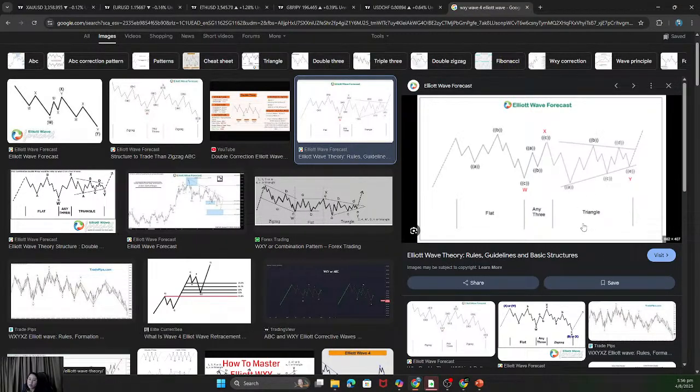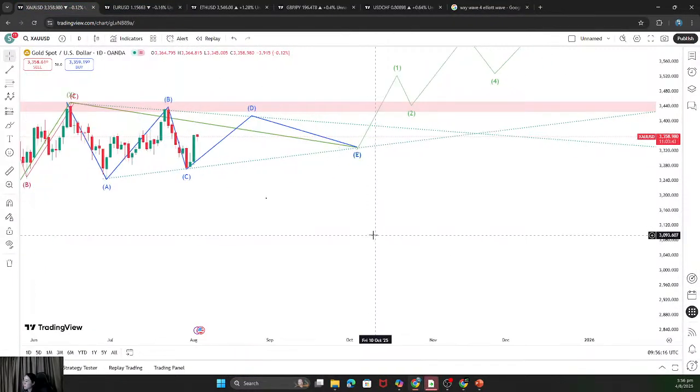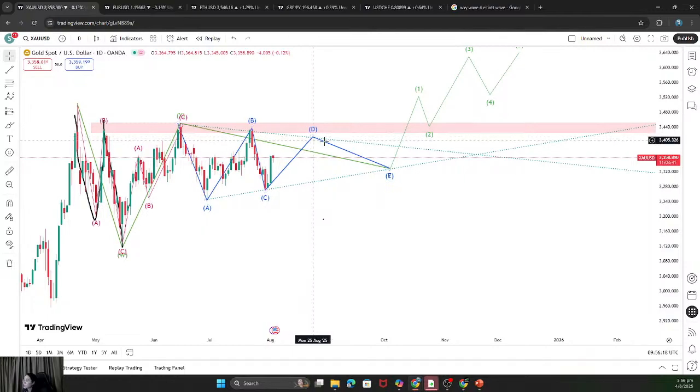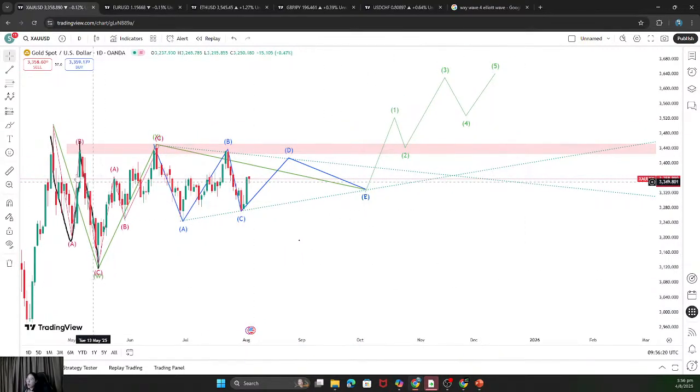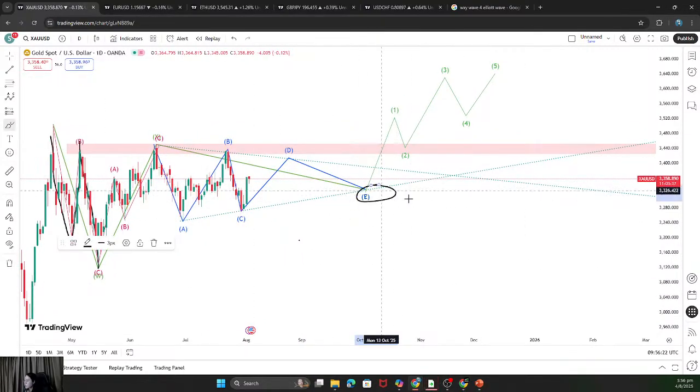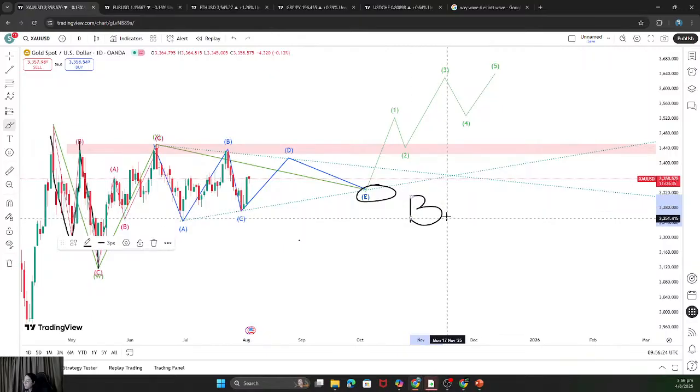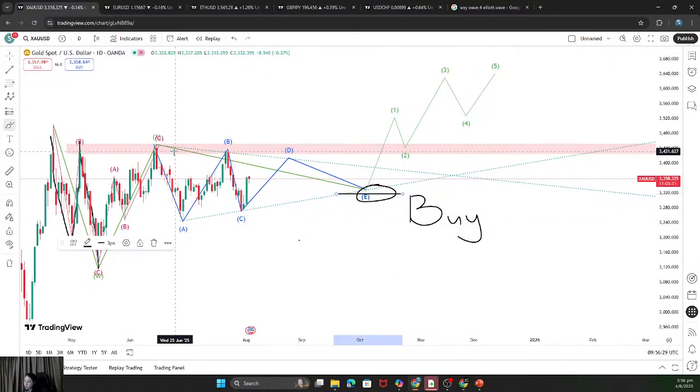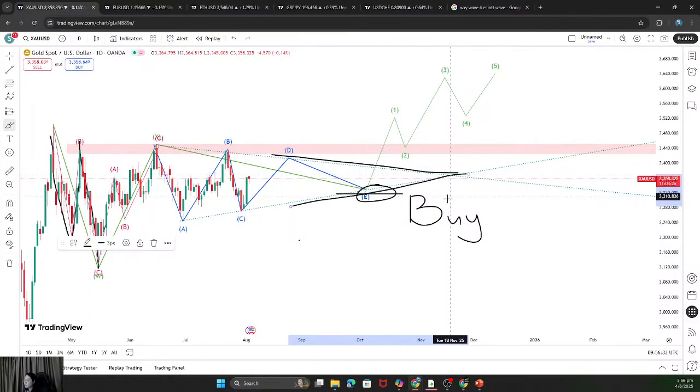The thing about Elliott wave is your ability to identify patterns. If you can identify patterns with Elliott wave, you're going to make a lot of money, because that's all it is. It's just identifying patterns. I'm assuming this is what's going to happen with gold. It's going to move up, then reject and reverse. I'm going to wait for the end of E, and then possibly buy when E ends or when it breaks the triangle to the upside.